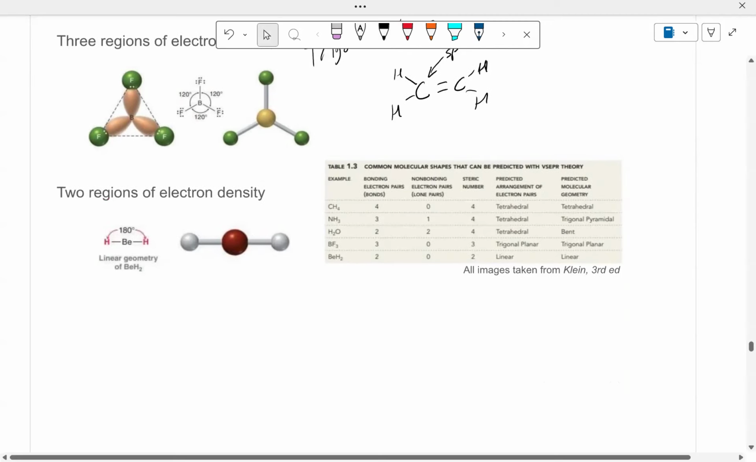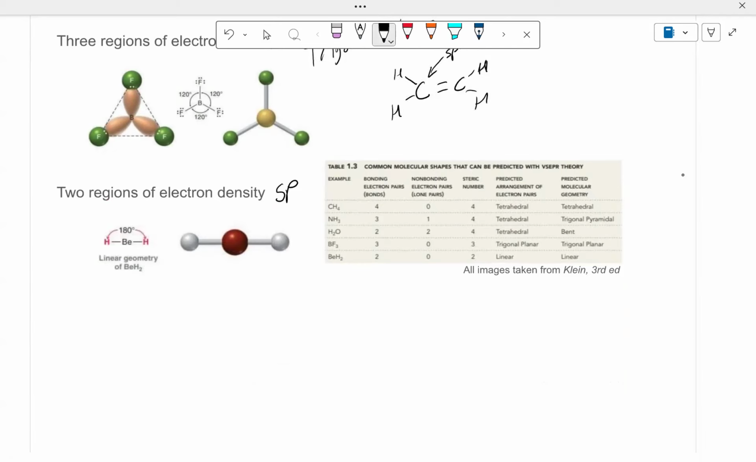And then finally, for two regions of electron density, so these are atoms that are sp hybridized, the shape is linear, with a bond angle of 180 degrees. So we've seen some examples of that already in past lectures. So these carbon atoms here each have two regions of electron density around them. They're both sp hybridized and so their shape is linear.